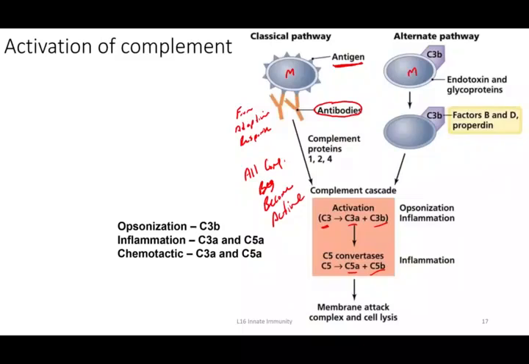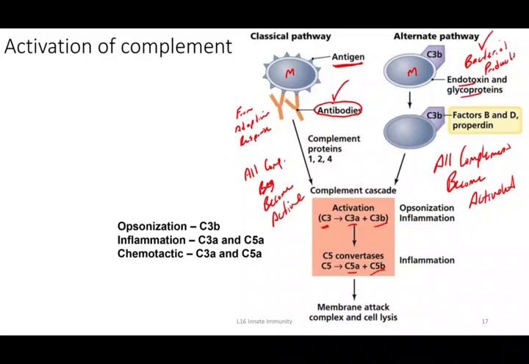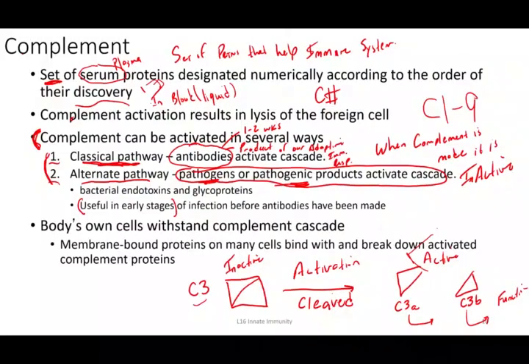Here is again the microorganism. So endotoxin, different glycoproteins, and so those are again bacterial products. And that's going to again lead to all complement becoming activated. And so at the end, you have all the complement becoming activated. The only difference is what was the initial trigger. And so in one, it was antibodies. In another, it was bacterial products. Okay.